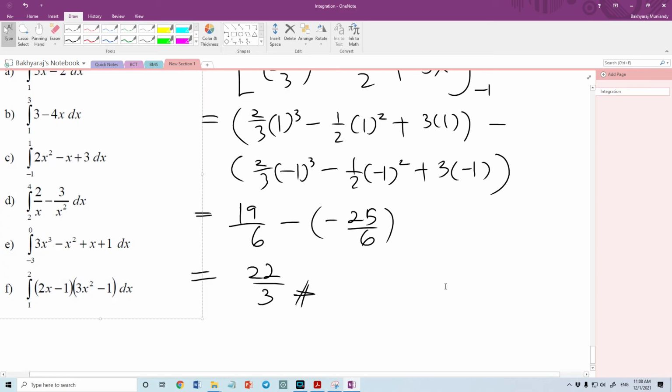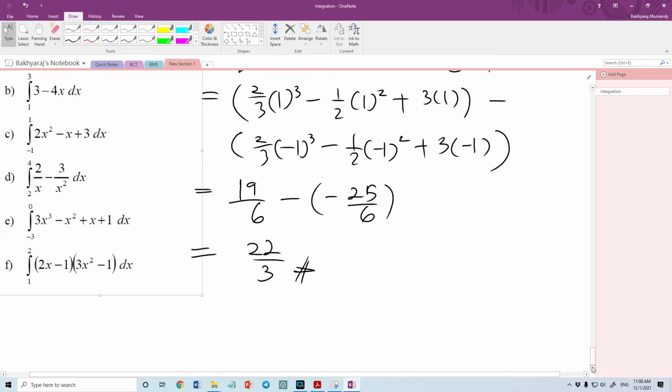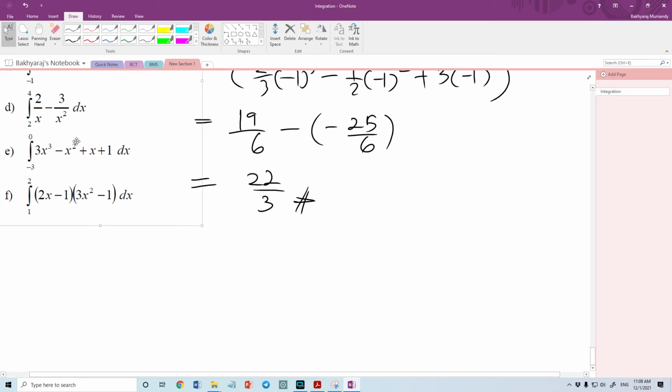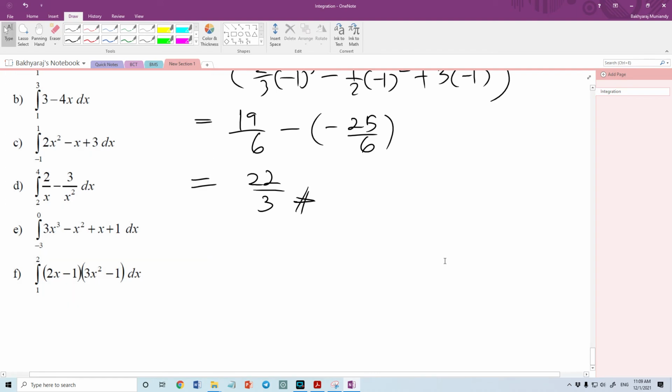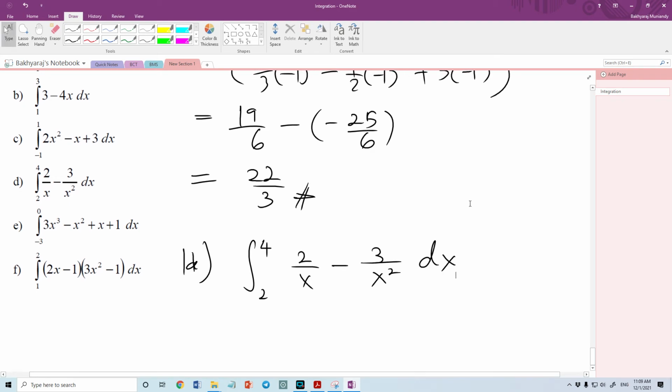Okay, so next we go on with D, 1D. Integrate 2 over x minus 3 over x square dx. So we need to integrate. Before we go for integration, make sure you know what is the power.